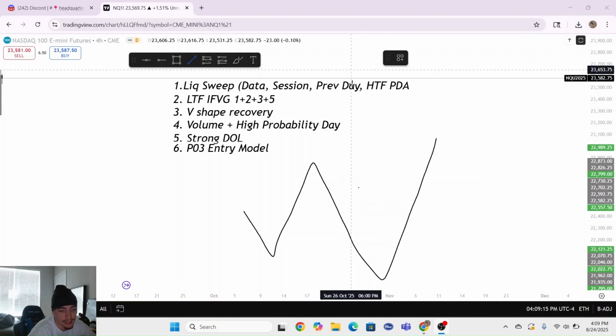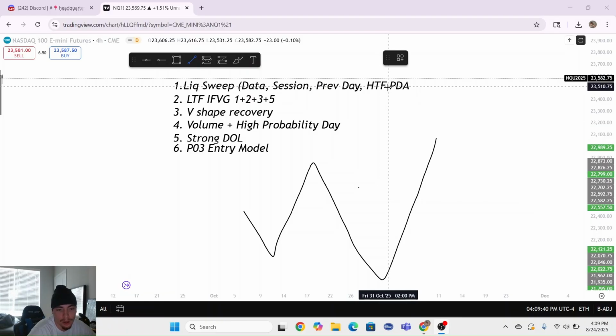And lastly, but one of the most key things, high time frame PD array. What is a high time frame PD array? High time frame PD array is a premium discount array, high time frame, so a high time frame fair value gap of the 4 hour or 1 hour. So we're looking for 4 hour or 1 hour unfilled or day gaps also.